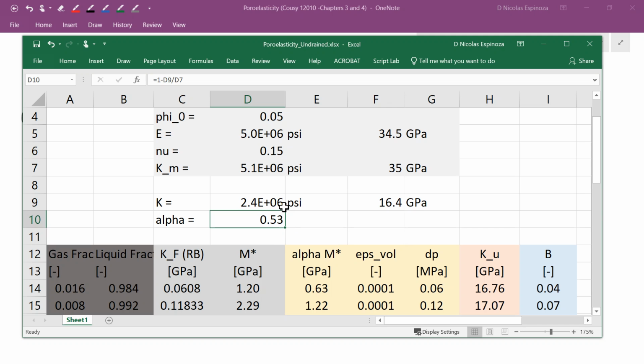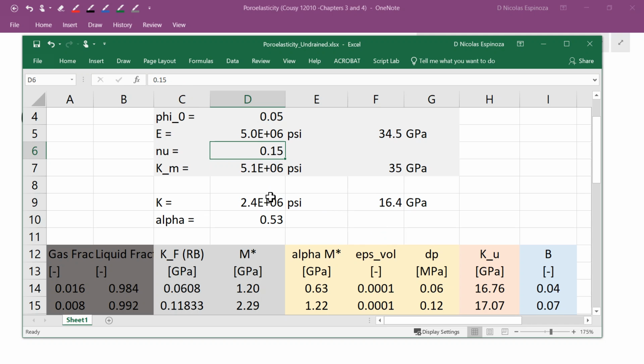Remember, this is a tight sandstone. The modulus is actually very high. So just to play a little bit, let me change this to, for example, a fifth of the Young modulus. So you see right away that the Biot coefficient increases significantly. All right, but let me take it back to the actual value, which was 5 million psi.